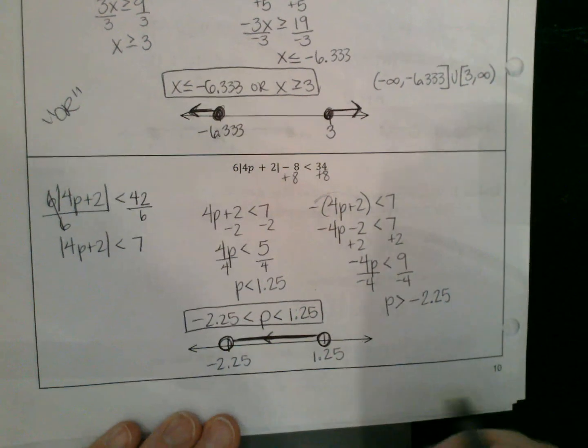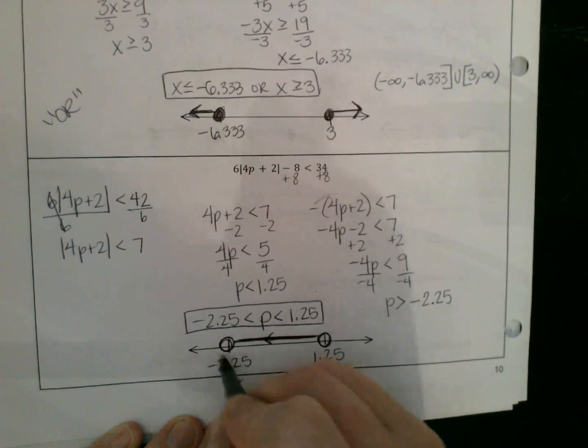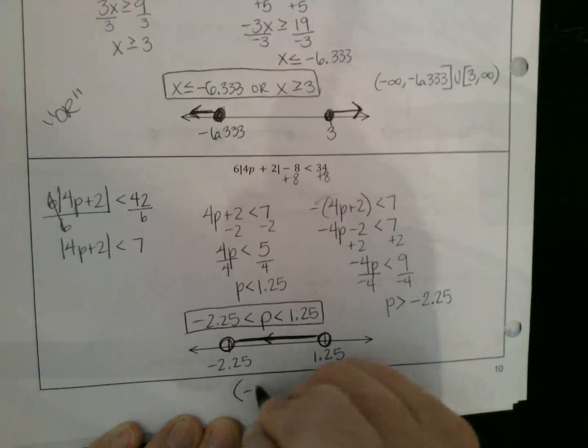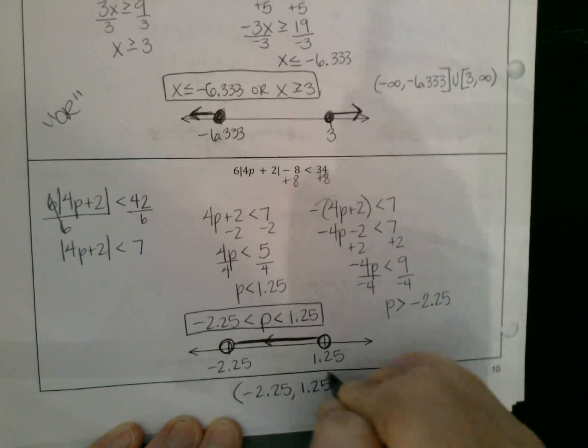Okay, or if we want to write it like a domain as an interval, we would use parentheses because of the open circles, negative 2.25 to positive 1.25.